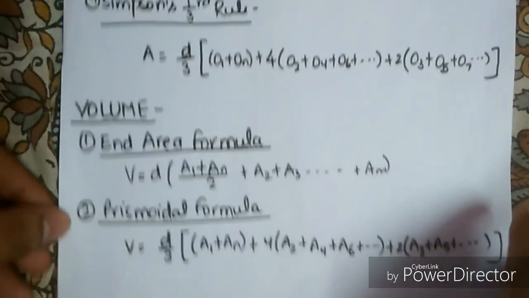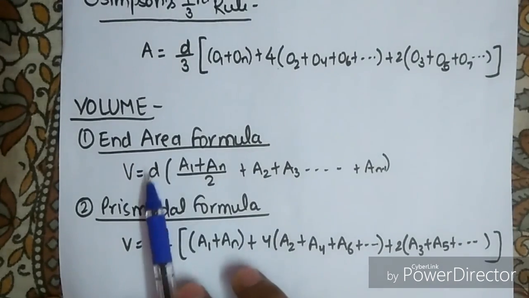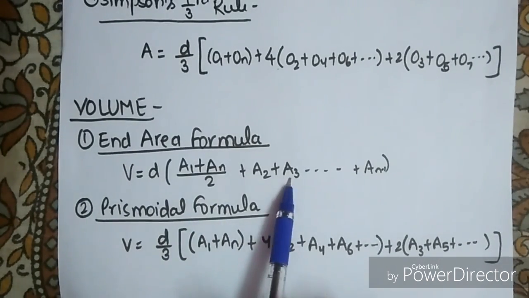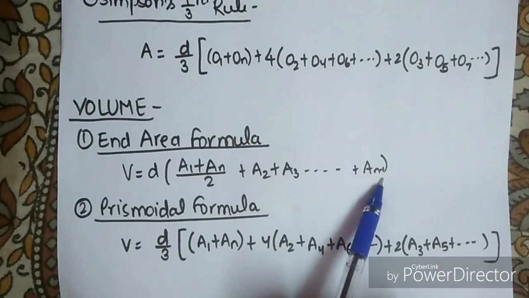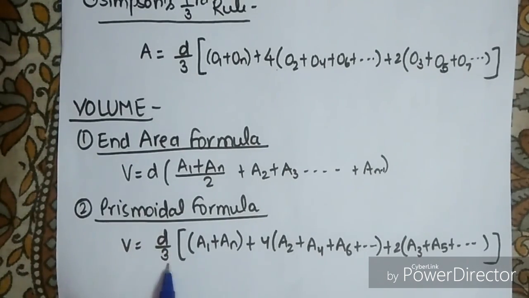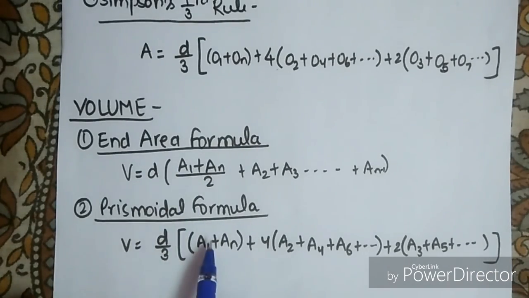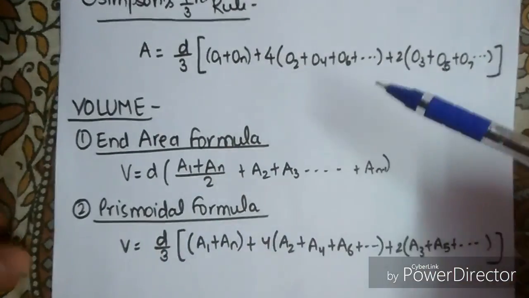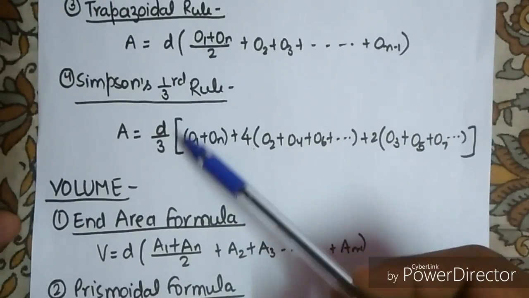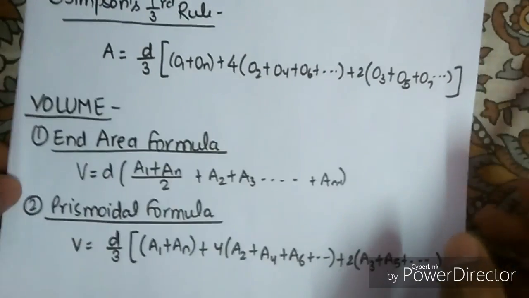Okay, next is the computation of the volume. We have different formulas here, like end area formula, v equal to d into ((a1 plus an) by 2 plus a2 plus a3 up to an minus 1). In the prismoidal formula, we use Simpson rule, like v equal to d by 3 into (a1 plus an, first and last term, plus 4 times sum of even terms and 2 times sum of odd terms). You should remember that here we take the sum of these areas while calculating the volume. We take the sum of these distances. Okay, so here we finish up with the surveying.